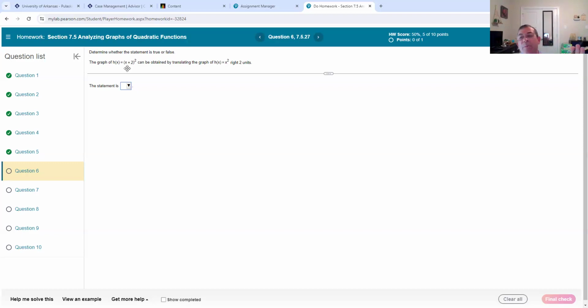Oh, good job, y'all. Because remember, we said when we attacked the x inside the parentheses, if a was positive, it actually moved me left. Well, y'all, they said you're going right. So that is definitely false, okay?